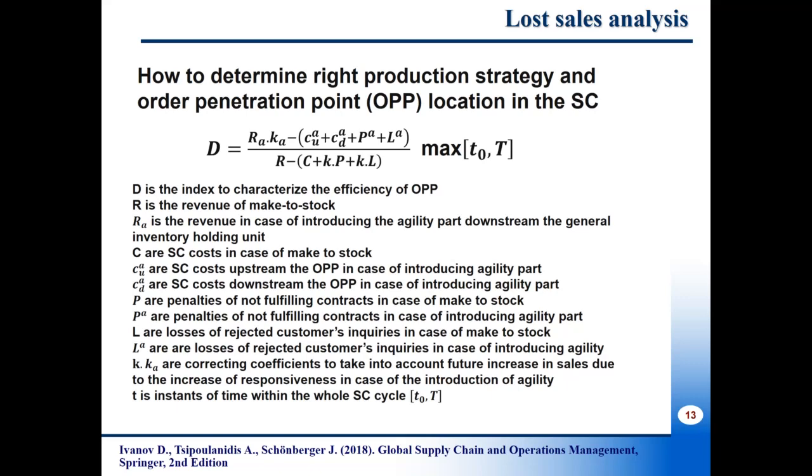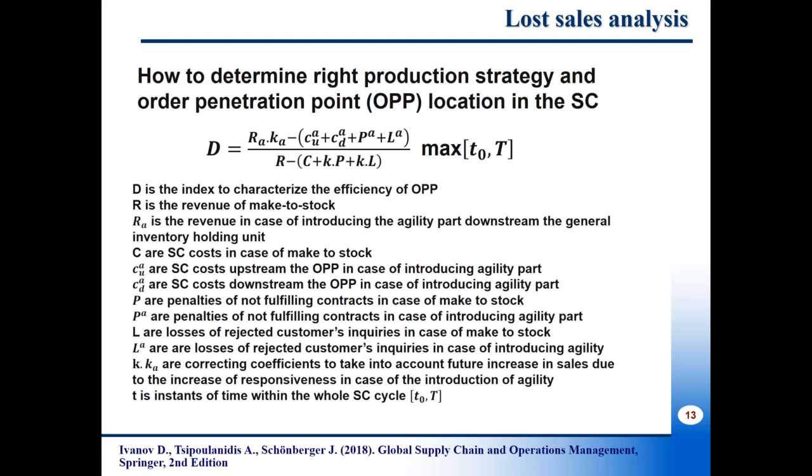OPP divides the supply chain processes into two categories based on whether they are executed in response to a customer order, by using MTO, or make to order, at the downstream part, which is pull processes, or in anticipation of customer orders by implementing make to stock, or MTS, in the upstream part by using push processes.